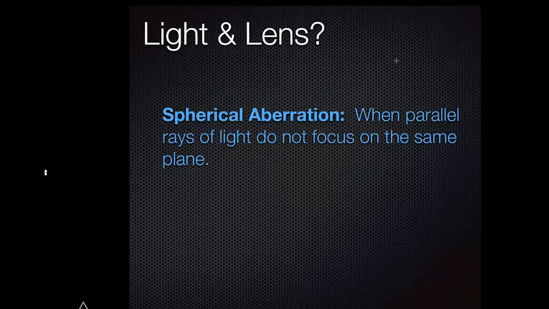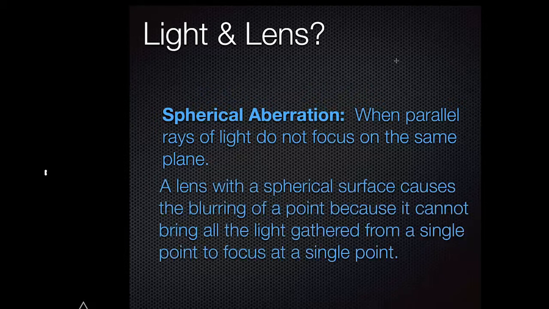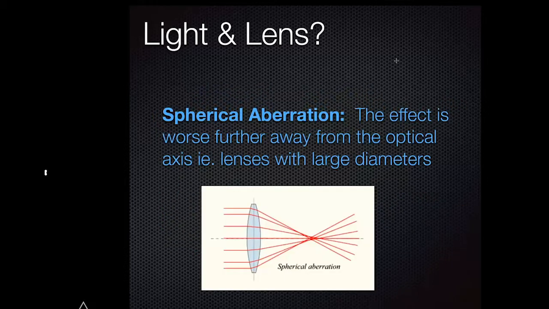Well, spherical aberration is an aberration that's just caused by the very shape of the lens. Can't really get away from it. The shape has got to be the way that it is. And basically, spherical aberration is when parallel rays of light don't come to the same focus point. A lens with a spherical surface causes the blurring of a point because it cannot bring all the light gathered from a single point to focus at a single point. So what this is showing us is light coming from an object, from a point somewhere, and you can see they're just not all coming to a focus point there.